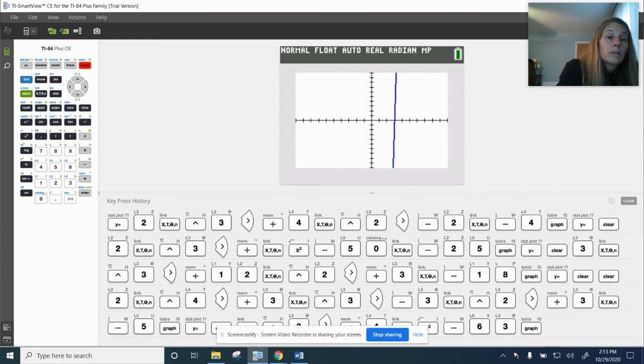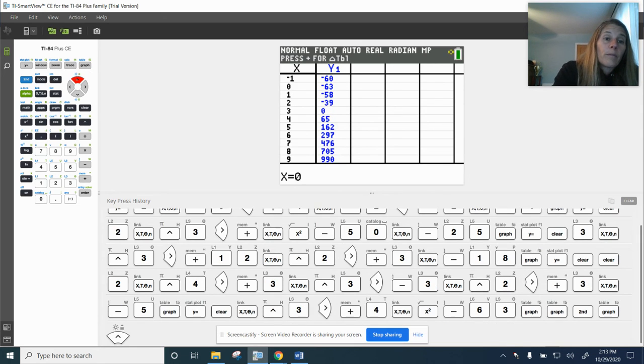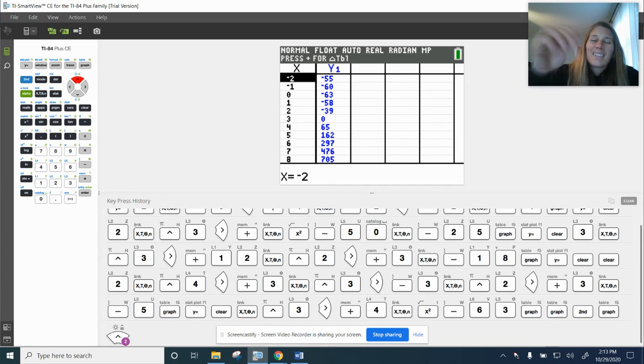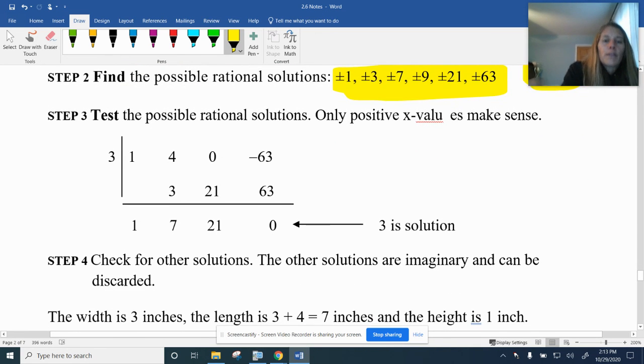You could go into your table, second graph gets you your table, and then scroll up or down these values and look for the x values of 21 or negative 21 or 63 or negative 63 and see if the y values are zeros, the way it is here for the 3. See how it says 3, 0? If you have any other intercepts or zeros, it'll have a 0 in the y column. But it does take a while. You have to keep clicking on your calculator. It's kind of a pain. So instead, I'm just going to divide out my 3 synthetically here.